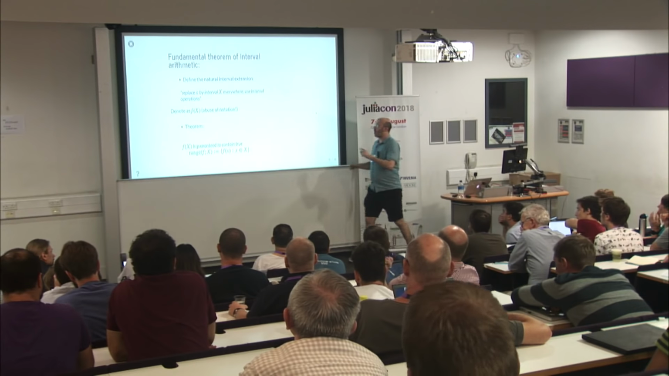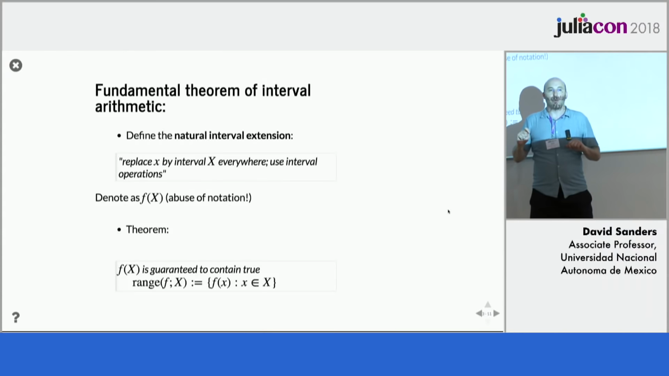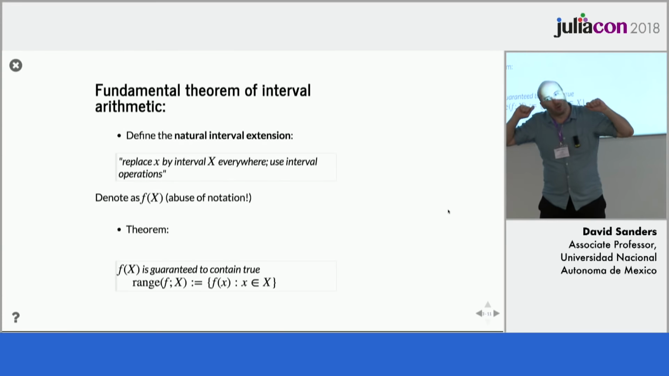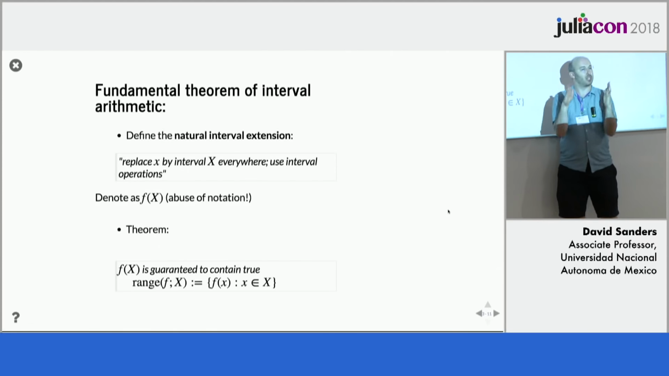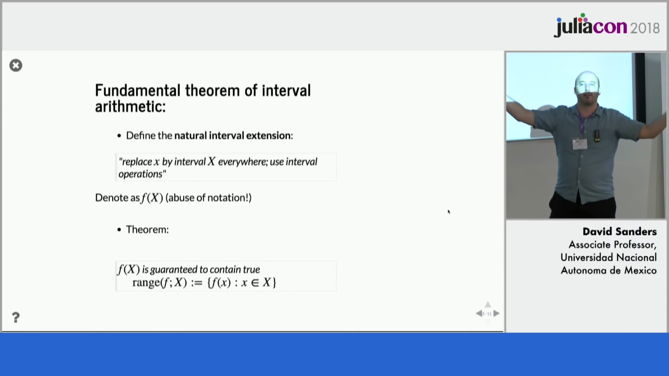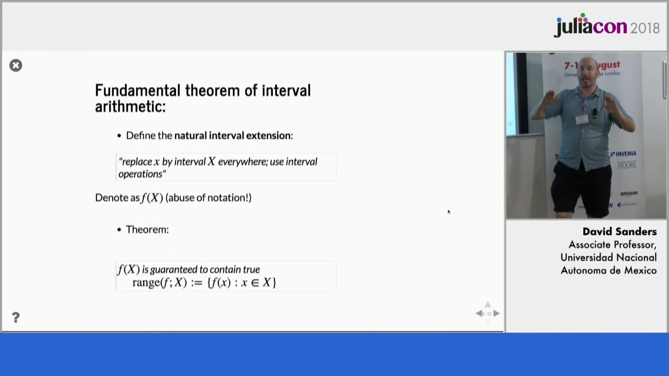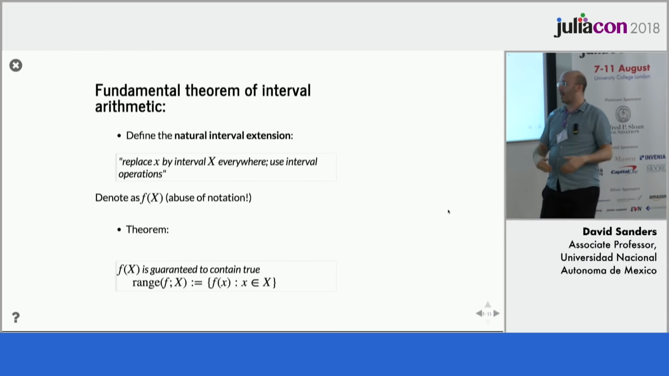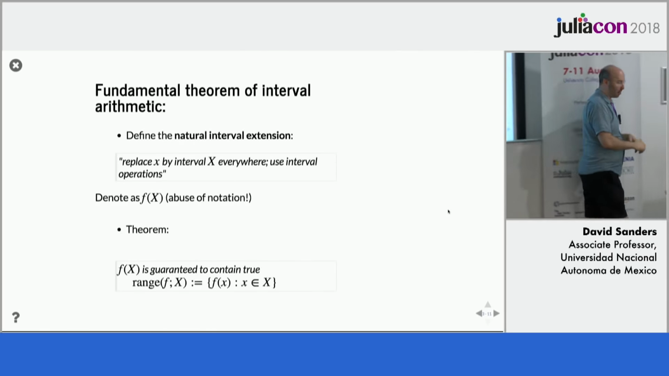Yes, it's not unique. That's a good question. The result is not unique in the sense that if I write my function f in a different way, I could get a different set out. But however I write it, it will always contain the true range. Some ways of rewriting it will give me a smaller, better approximation, and some will give me a big overestimate. That's one of the problems of interval arithmetic. I can get a result that's too big, an overestimate, but in any case, it is guaranteed to contain the range.